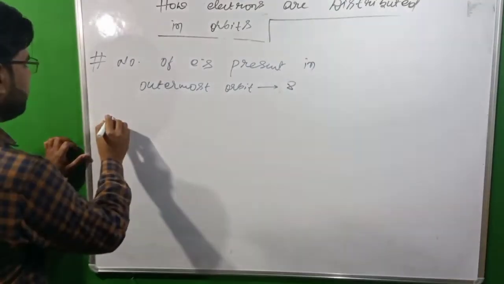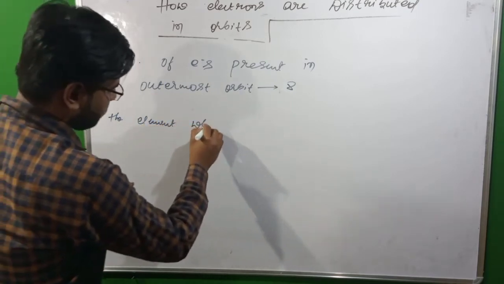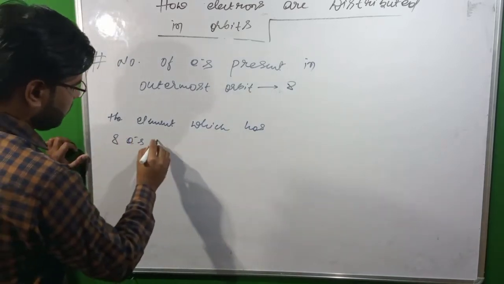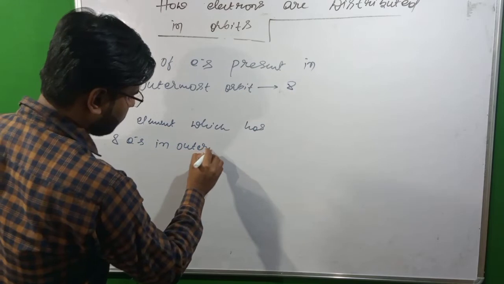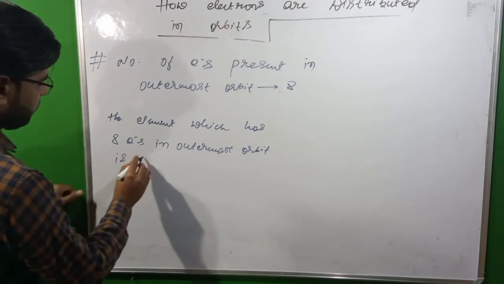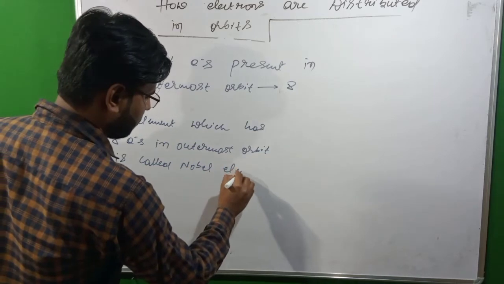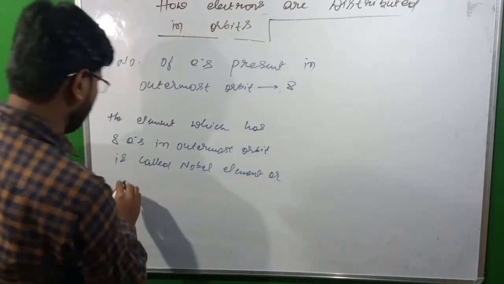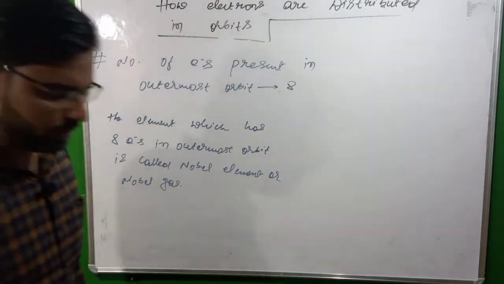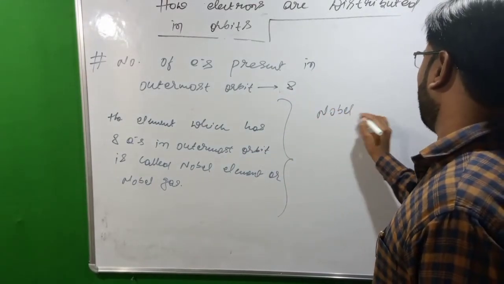So we can say that the element which has 8 electrons in the outermost orbit is called a noble element or noble gas. What are the properties of noble gas? So let's discuss noble gases.